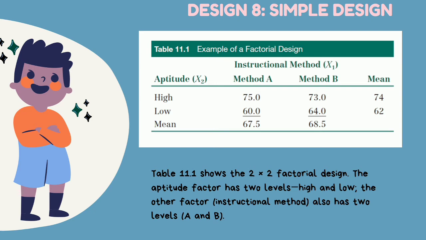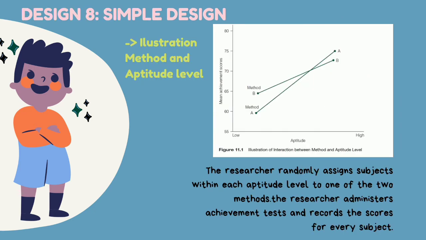Looking at the example of table 11.1, you can see that the method A mean is higher than the method B mean for the high aptitude group, and the method B mean is higher for the low aptitude group. Thus, some particular combinations of treatments and levels of aptitude interact to produce greater gains than do some other combinations. This is the illustration of method and aptitude level.